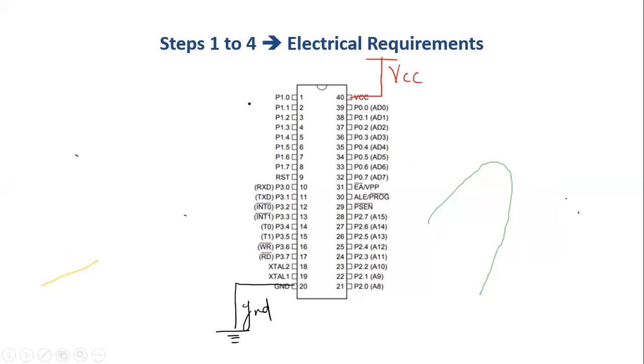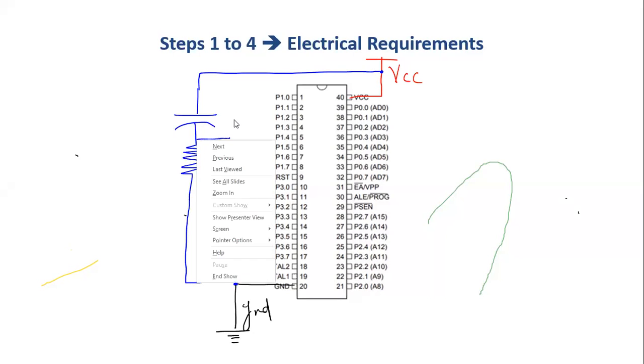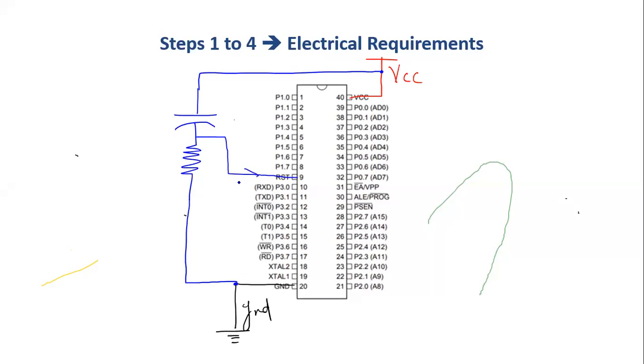The second one is my reset pin. Reset is constructed by using an RC circuit. One end of this RC circuit goes to the power supply. The voltage across the resistor is connected to the reset pin. This is 10 microfarad. This is 8.2K.